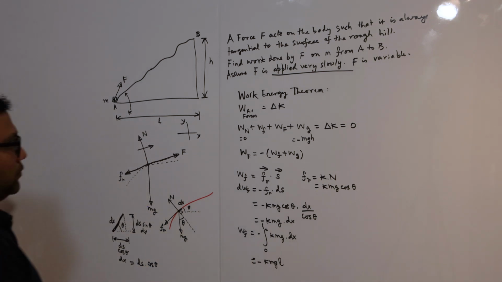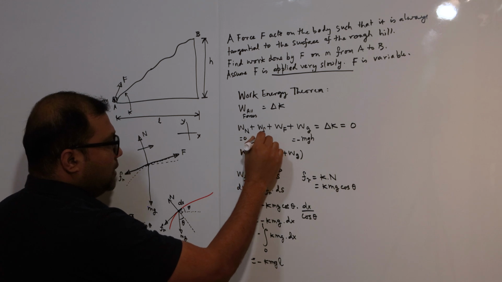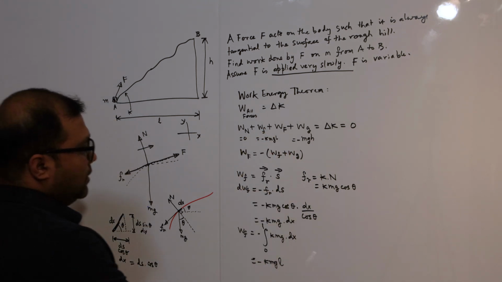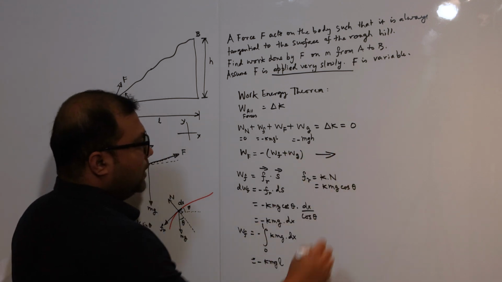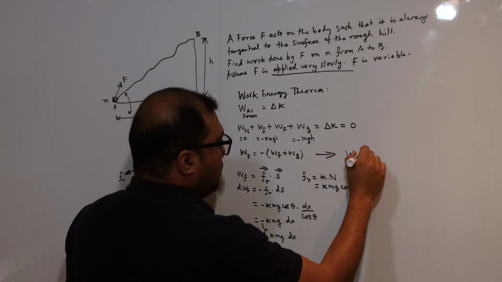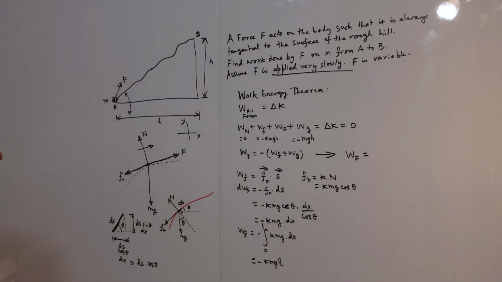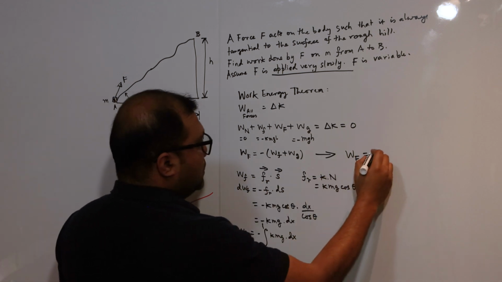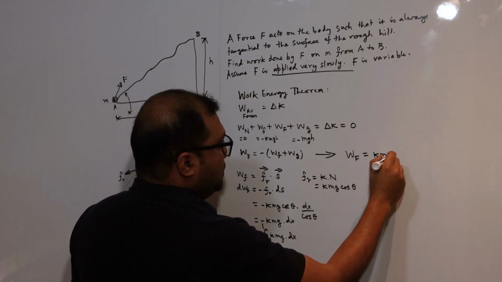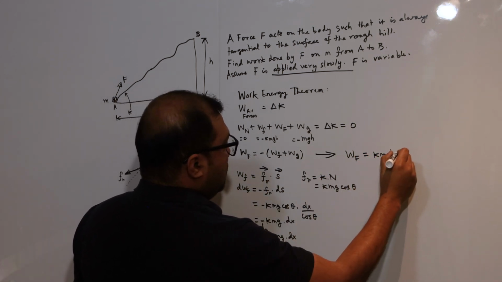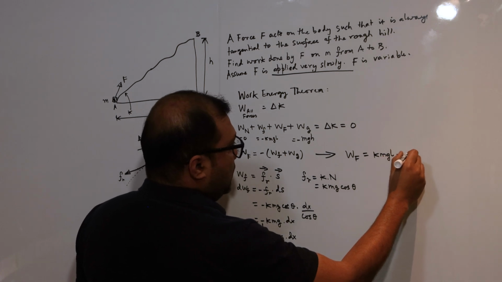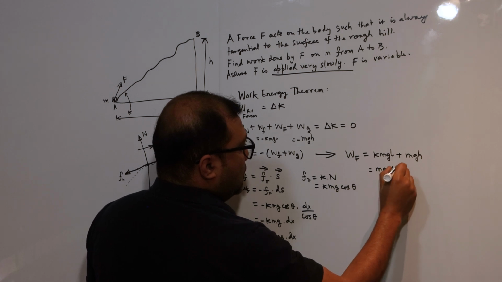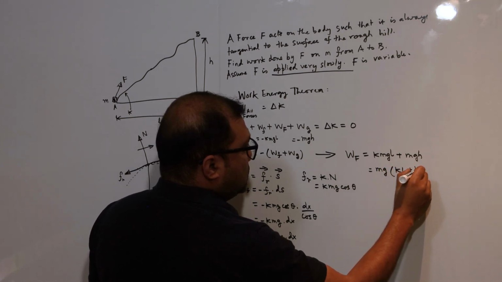Okay, so we found work done by friction is minus kmgL. So then go back here. From here we can write work done by this variable force F is minus of work done by friction plus work done by gravity. So it is kmgL plus mgh. We can take mg common: mg(kL plus h).